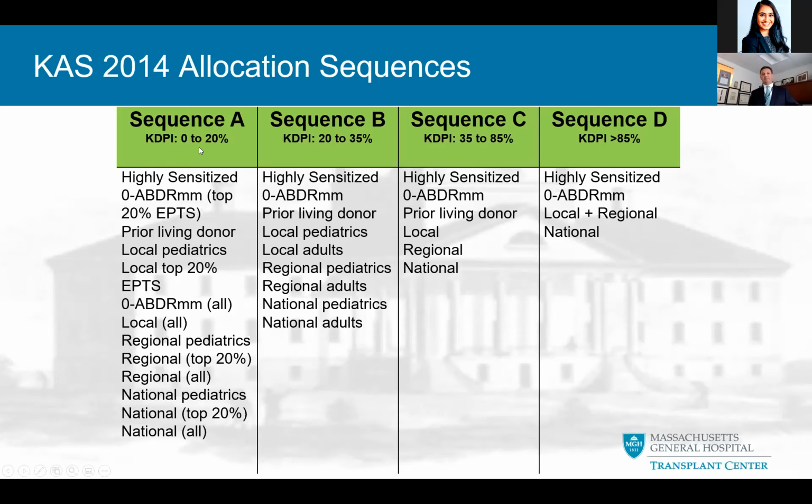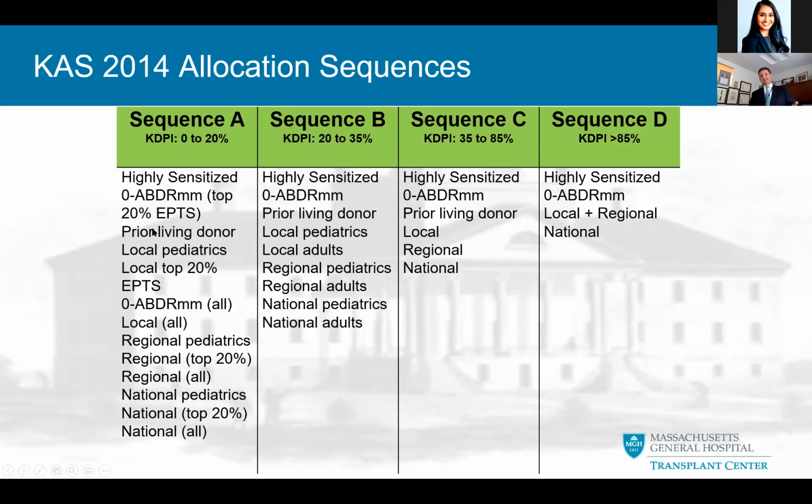And then the allocation by CAS was in 4 sequences based on the KDPI of kidneys. The top 20% of kidneys were sequence A, 20 to 35 was B, 35 to 85 was C, and greater than 85 was D. You see the highly sensitized patients came across the board. These were offered the kidneys first because they're toughest to match, and in essence, they're least likely to accept them. So the kidney many times ends up going to the next sequence, which goes to the perfectly matched recipients. And you see the top 20% of kidneys preferentially went to the top 20% of patients.